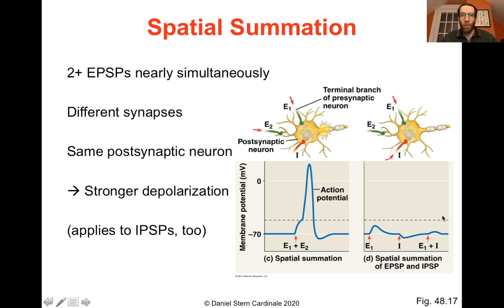So that's spatial summation, where it's two signals coming from different synapses targeting the same cell, and those signals arrive at the same time and they interact with each other in some way. Either they stack with each other or they're antagonistic and they kind of cancel each other out.